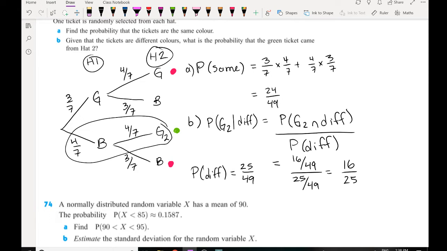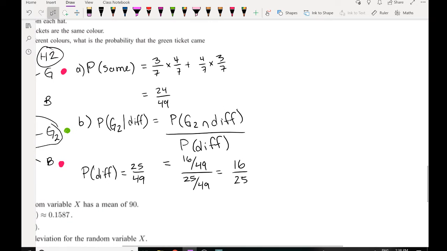which I was thinking would reduce, but it actually doesn't. They're both perfect squares, but that's not helpful. So that would be the probability that if they were different, the green ticket came from hat 2. So anytime you're given one like that, where it's saying, given that this is true, what's the probability of something else? It's really helpful sometimes to actually set up your notation properly for dependent probabilities. The formula that you are given in your formula booklet says very clearly that if you're looking for the probability of B given A, it's just the probability that both of those things happen divided by the probability that A happens.